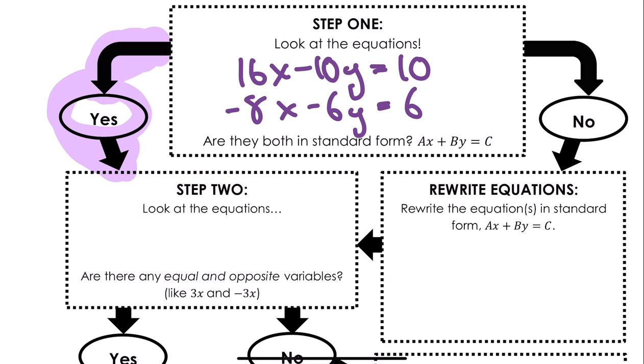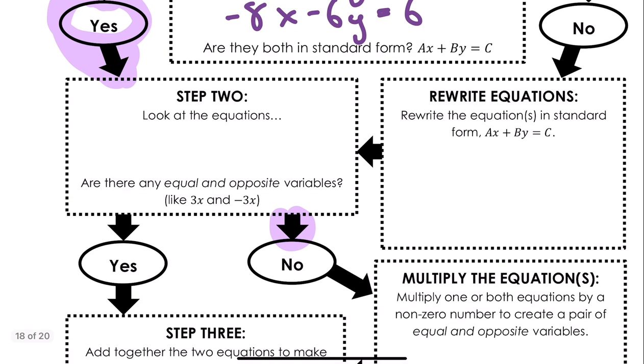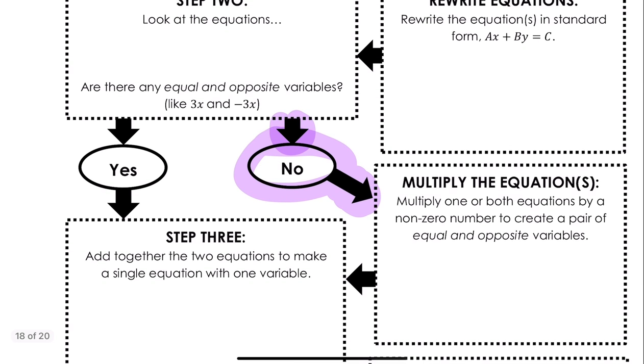All right, look at the equations. Are there any equal and opposite variables? Like I was saying before, do we have a 3x and a negative 3x? Do we have that here? No, both of these are different from each other. So we do not have that. So let's go down to the no's. This is a no. All right, that'll take us to our next box.